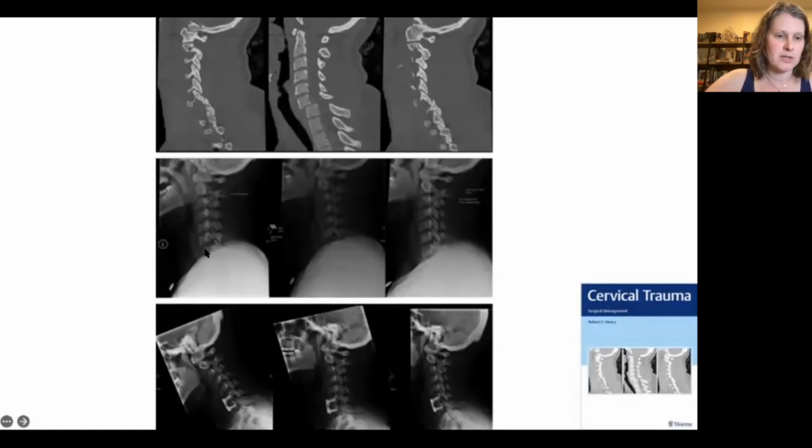And you can see here, these are the x-rays taken during traction. You can see the fracture dislocation here, and then you can see that it's being distracted here and reduced, and then they remove some of the traction here, it looks like, and it's sitting back in its normal position.